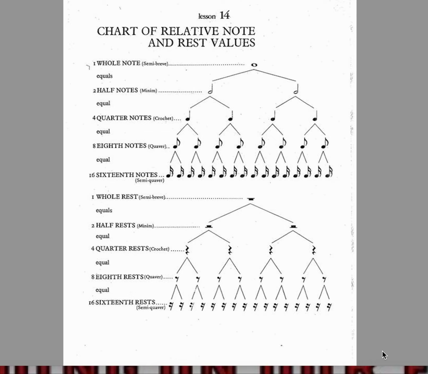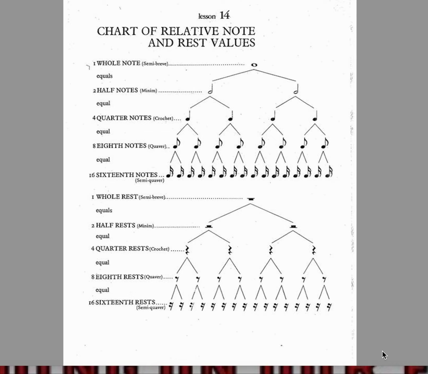Okay? Now you're going to go down one, and you see those little O's with lines on them. Those are called half notes, or around the world they're also called a minim. Half notes equal 2 beats. A whole note, which is the one above it, equals 4.